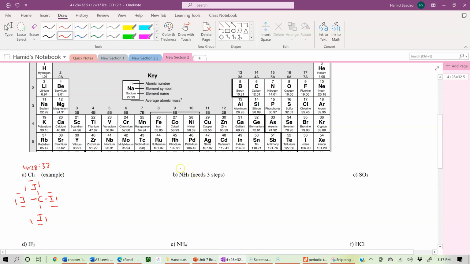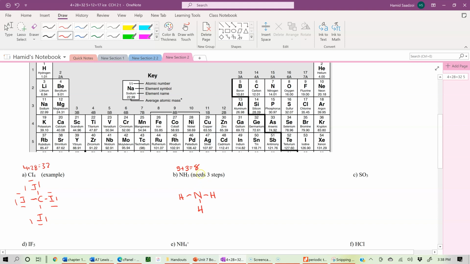For ammonia, that's a group 5A, so 5 electrons. Hydrogen's group 1A times 3 gives me 3 electrons, so it's a total of 8. Now, hydrogen doesn't want to have more than a total of 2 electrons. Once you connect to hydrogen, you're pretty much done with it. So in this situation, I'll put N in the middle. So 2, 4, 6. There's all 6 of my electrons. Now, what do I need to do in this situation is that I have 2 left over.